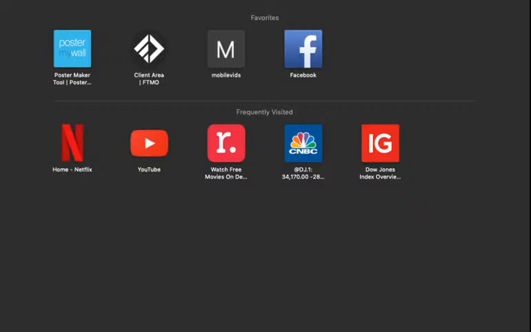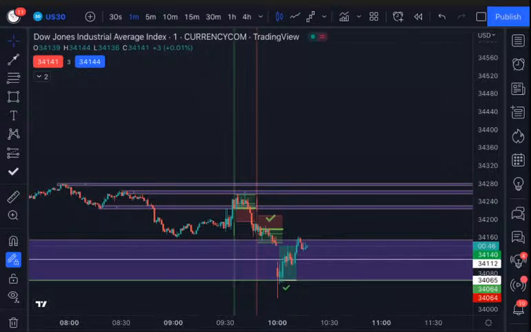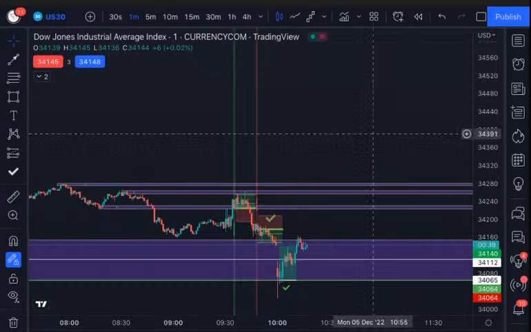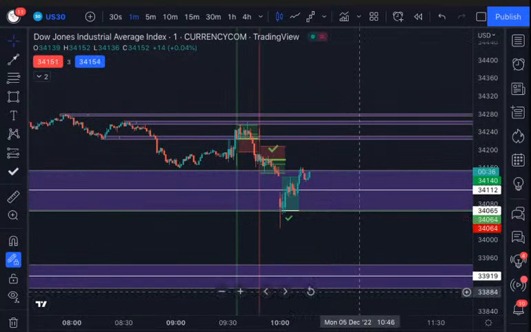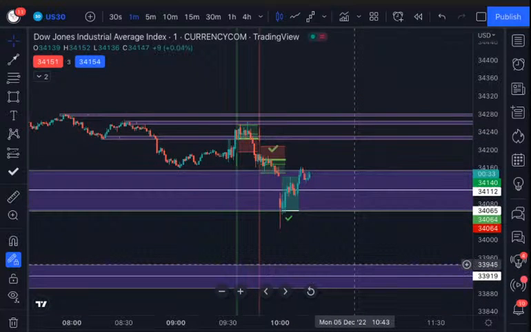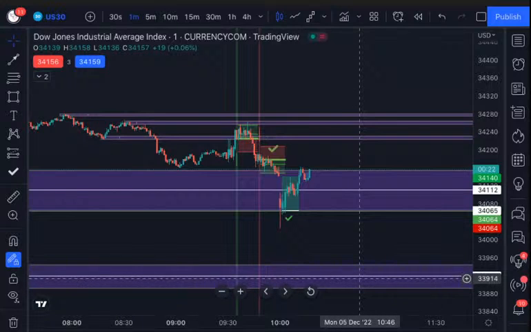It could easily hold that and push down. But if it does, I do have an area below there. I have a zone between 33945 and 33892. So I have a zone down there, and the center of that order block or zone is 33920.